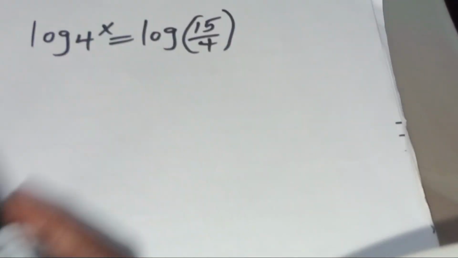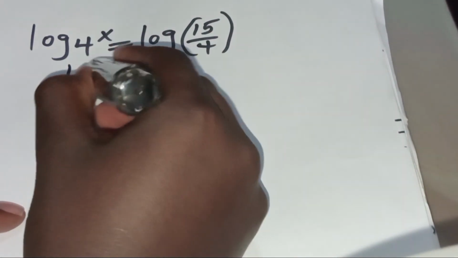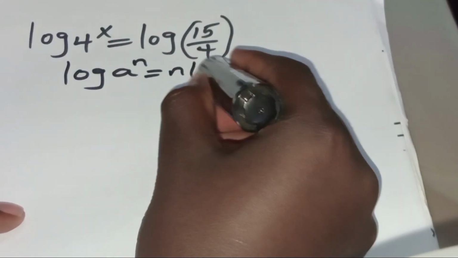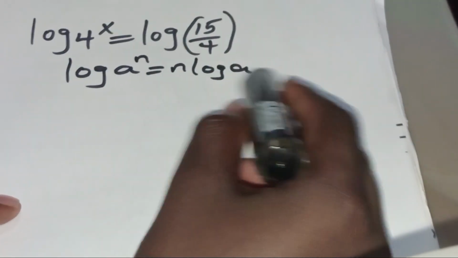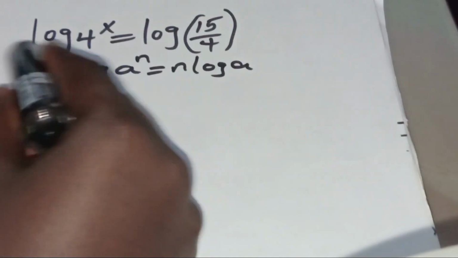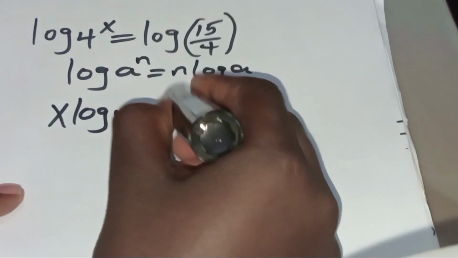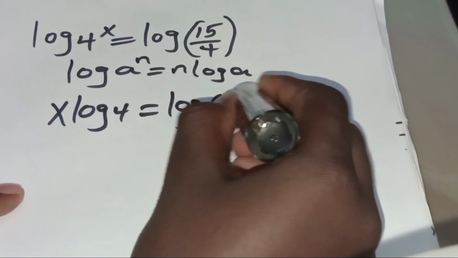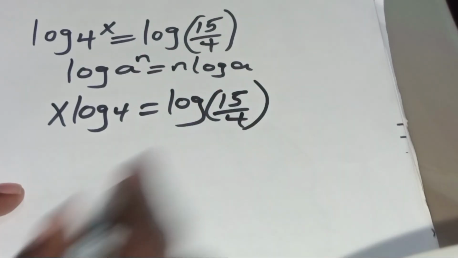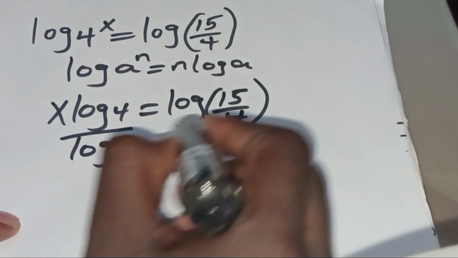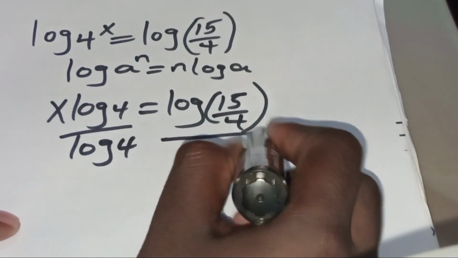Now log 4 to power x is in the form of log a to power n, which we can express as n log a. Now applying this power rule property of logarithm, log 4 to power x becomes x log 4. This is equal to log 15 divided by 4. So from here, we divide both sides by log 4, okay? We divide by log 4, okay?